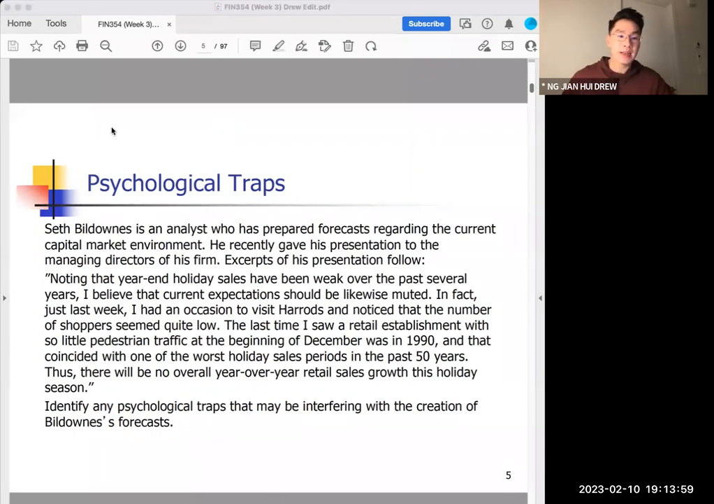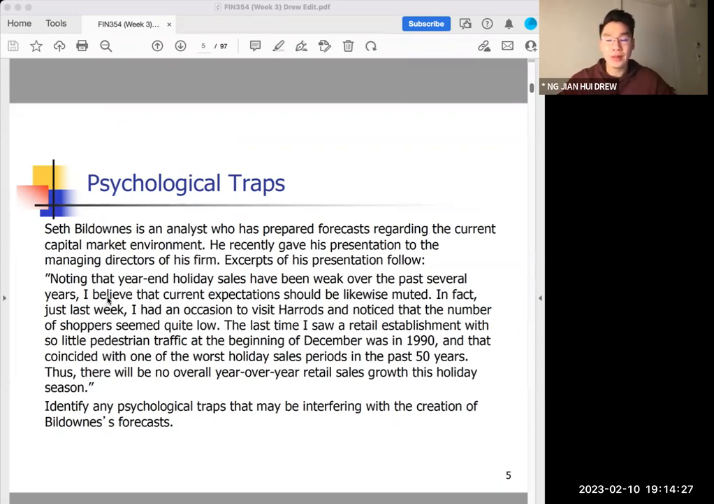Okay, so we have this example here about psychological traps. We have an analyst who has prepared the forecast regarding the current market environment. He recently gave a presentation to his managing directors on the following excerpt, noting that the year-end holiday sales have been weak over the past several years: I believe that the current expectation should likewise be muted.